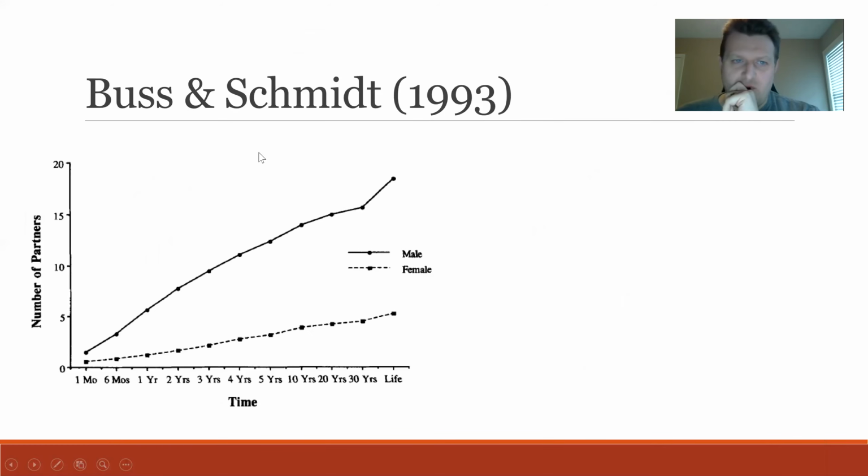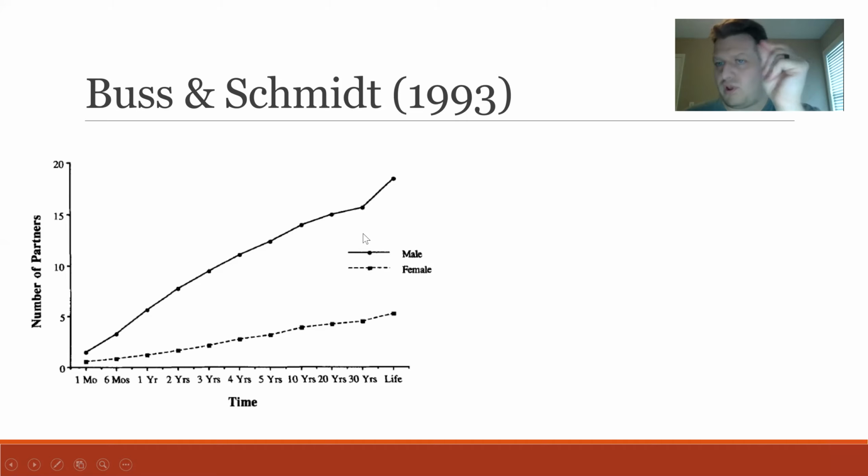All right, some more. This is from Buss and Smith in 1993. Here is the number of sexual partners that you would like to have in the next month, 6 months, 1 year, all the way to life. For males, the number of sex partners is much higher than it is for females. Again, you might have an evolutionary explanation for this. Sperm are cheap, eggs are expensive.